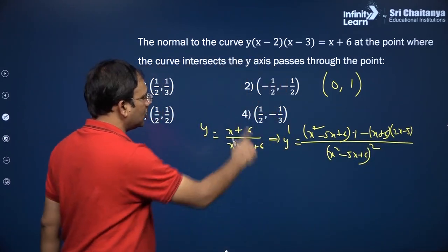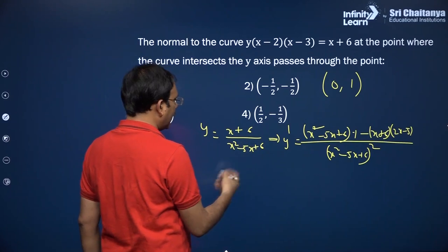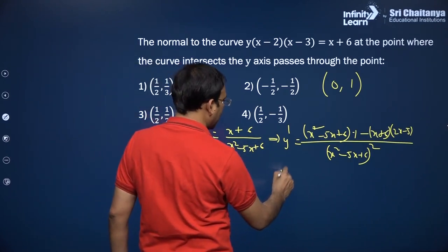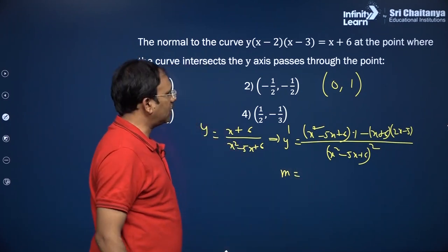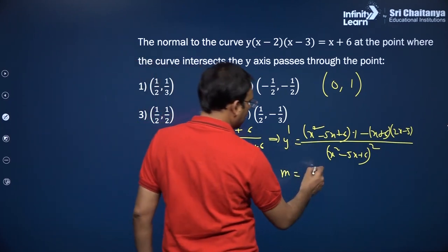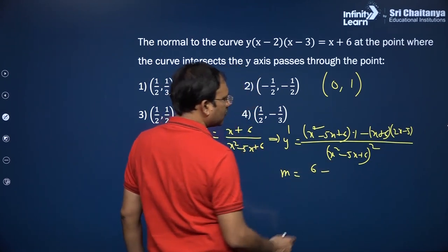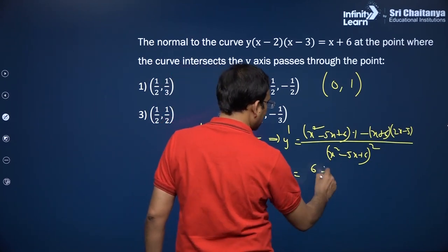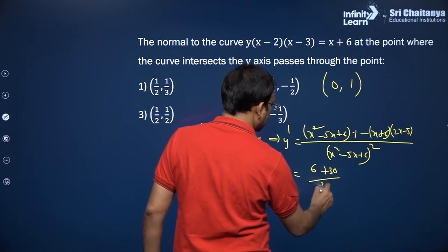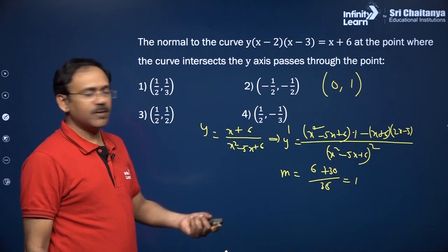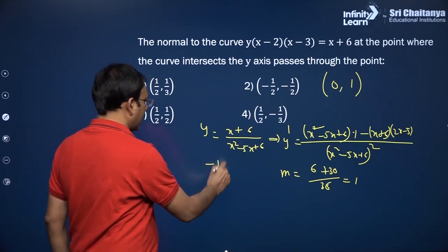Fine. At the point (0, 1), I need to get y dash. Y dash is going to be, my dear friends, m, the slope of the tangent. Put x is equal to 0. Here you will get 6 minus 6, 5, the 30, right? So plus 30 by 36, which is 1, my dear friends. So at this point, tangent slope is 1, so normal slope is minus 1.